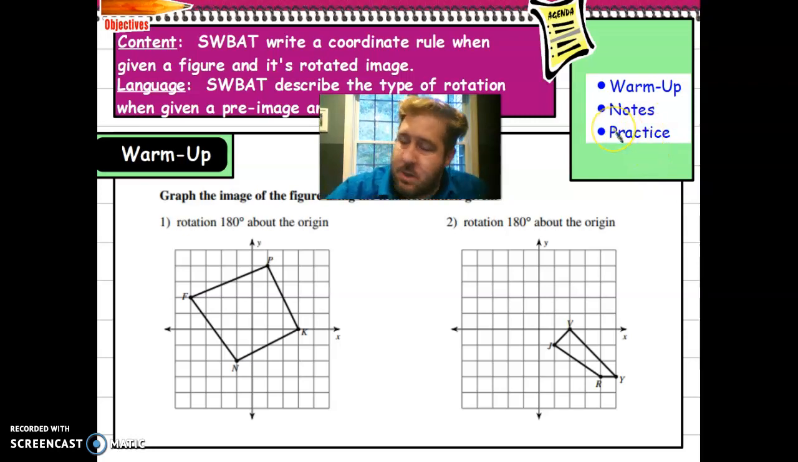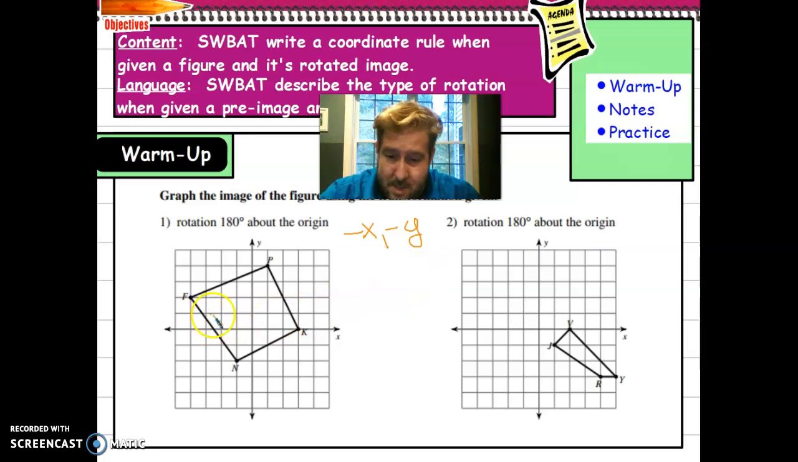All right, welcome back. This is Unit 1, Topic 2, Lesson number 9. So once again, we are doing rotations, and we are doing rules for rotations. Now, for a 180-degree rotation, we talked about this in the last video. You simply take the x and the y, and you change them both to the opposite.